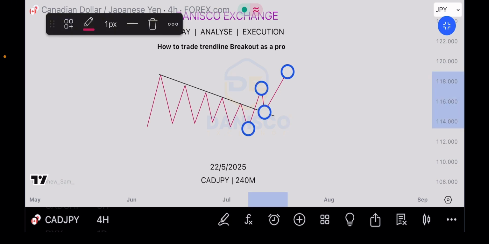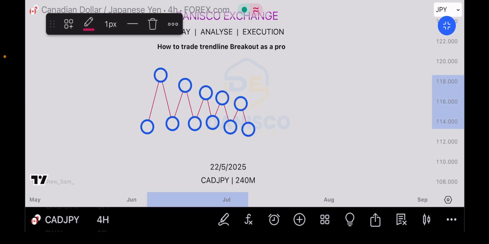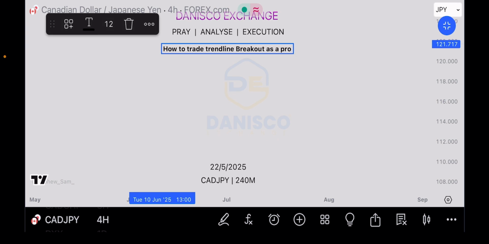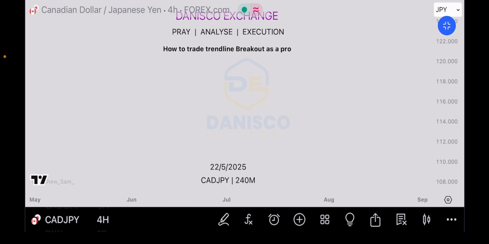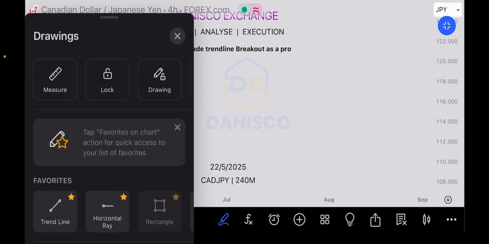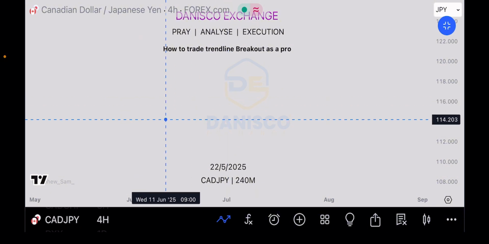But what I want to show you guys, I want to open your eyes to something great. There's a particular strategy I teach my inner circle. We call it the trend line fifth rule. Of course, I know that a lot of you are not aware of this.